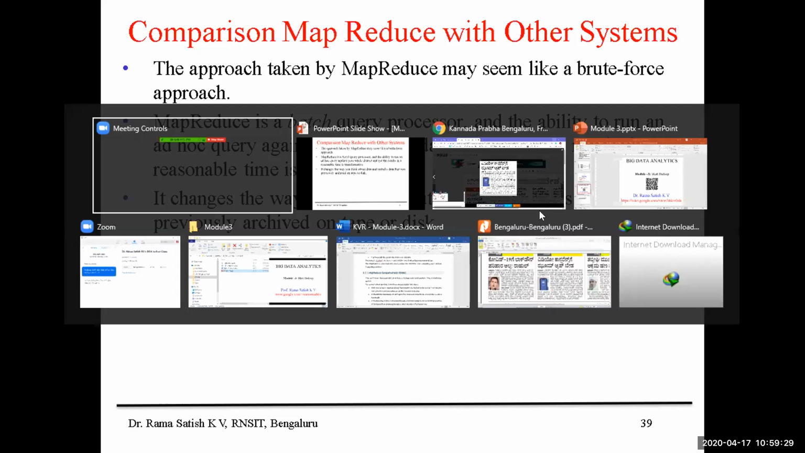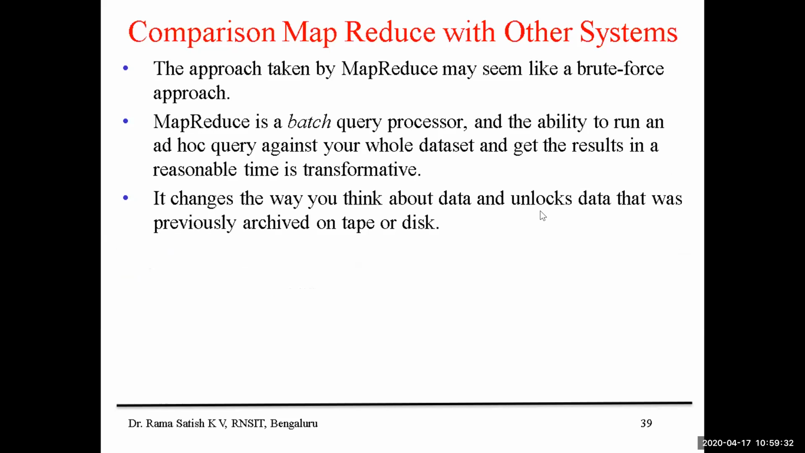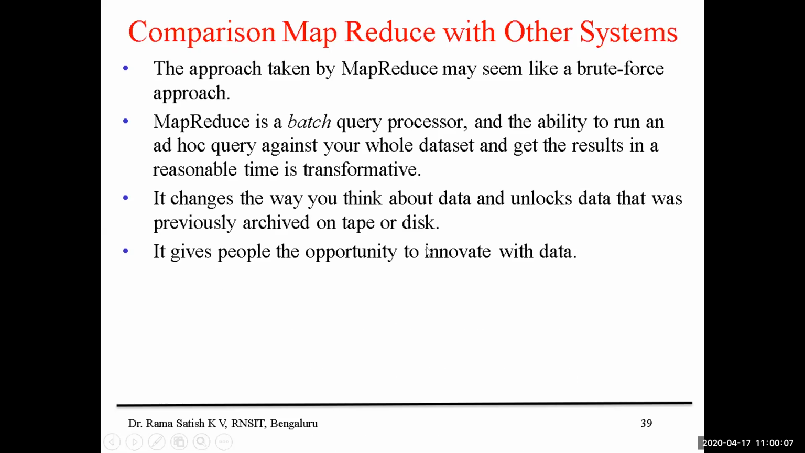Right. So I was just talking about how exactly map and reduce generally works. Map functions go to the place where the data is present. In our traditional system, data used to move to the program's place, but here the program itself goes to the data place. It changes the way you think about data and unlocks data that was previously archived on tapes. And it gives people an opportunity to innovate with data.